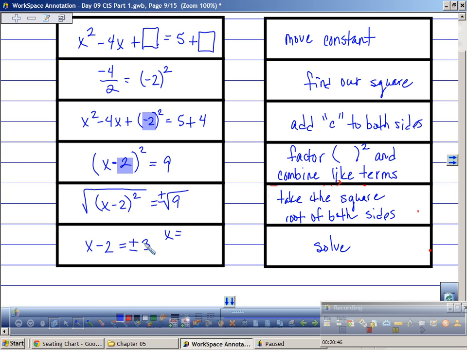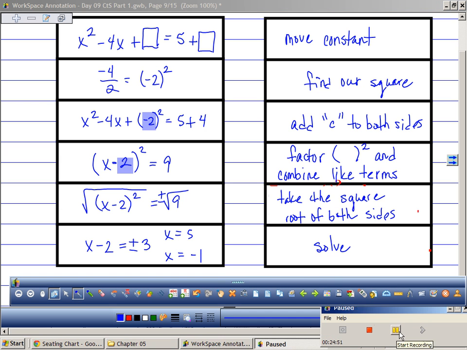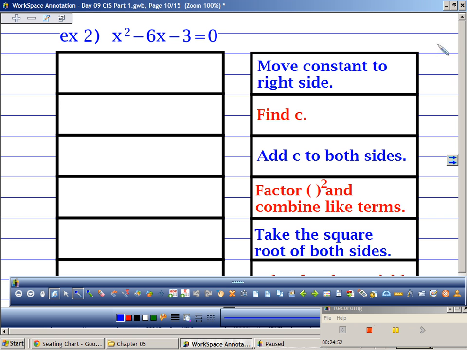So x equals, call it out, 3 plus 2 would be 5. And negative 3 plus 2 would be negative 1. All right, make sure you have all that down. All right, why don't you try this one on your own?